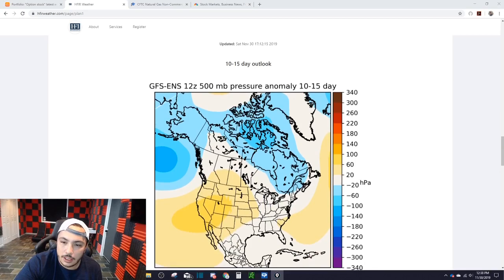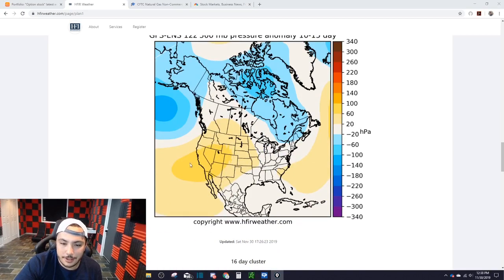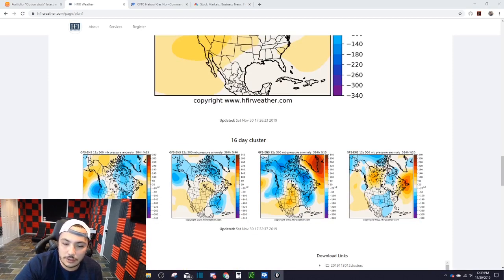Now, the 10 to 15 day also is pretty bearish, right? So you don't want to be in a long position knowing that this is coming bearish. The 16-day clusters is kind of looking a little bit more bullish, which I like. The 16-day cluster is actually pretty good. That's like 50% United States. It's still not Texas, a little bit less bullish. This, however, is nice. This is quite bullish, right? But we have to wait for the short-term weather models to confirm it.